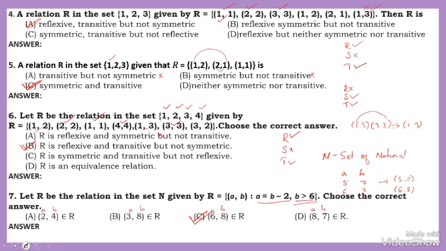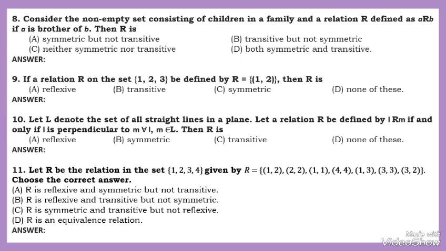Then, question number 8. Consider the non-empty set consisting of children in a family and relation R defined as A is related to B. Okay. Children in a family may be boy or girl. It is not given whether they are boys or girls. It may be boy, it may be girl, or both are there.